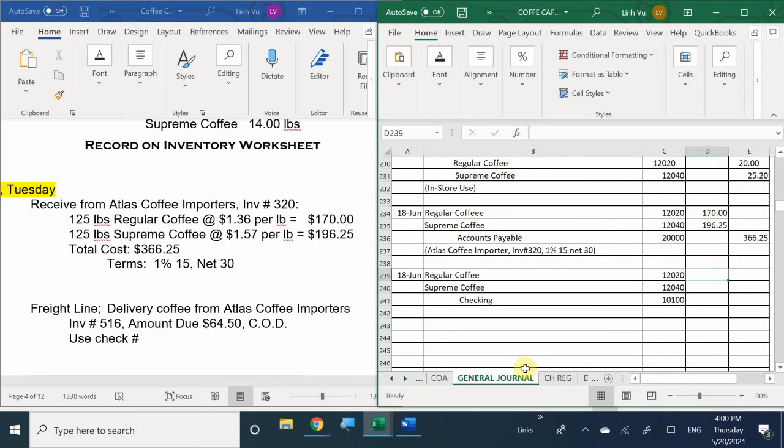So in this case, what's my total amount? How am I going to split this cost? Well, it's 64.50, and we ordered 125 pounds of each, so I would split the 64.50 in half. Good. 32.25 for this one.